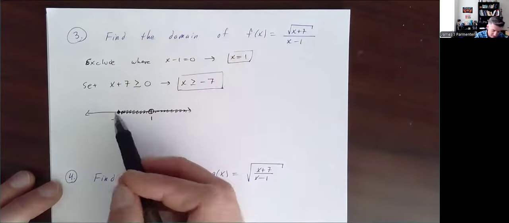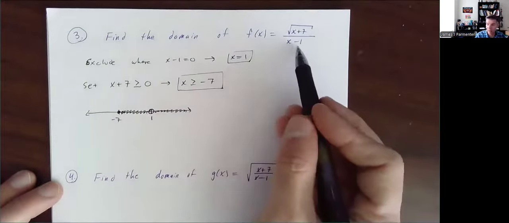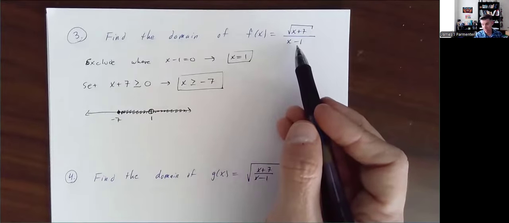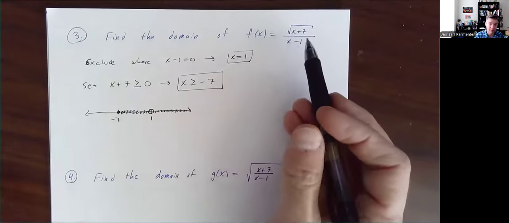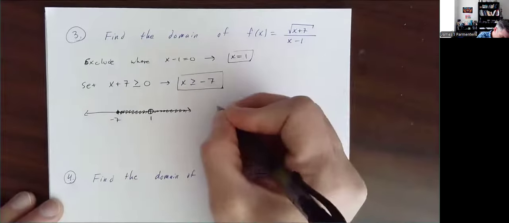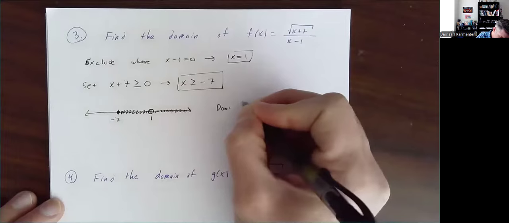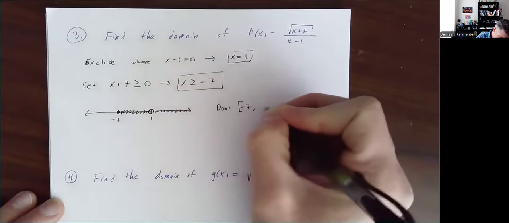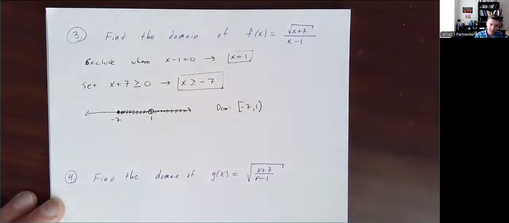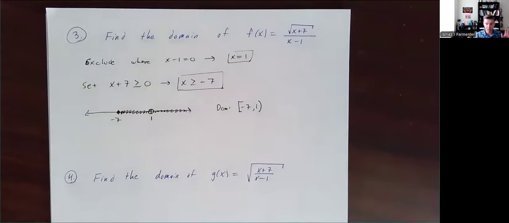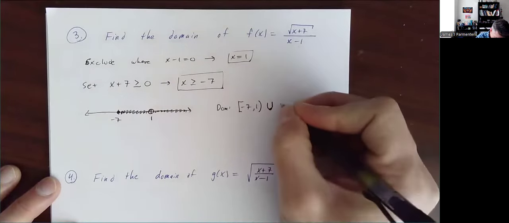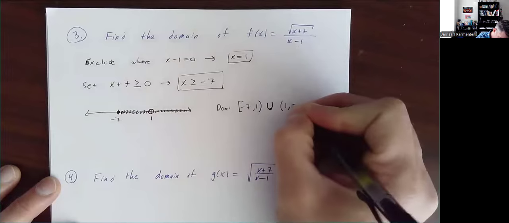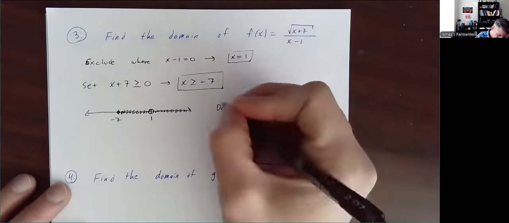But negative 8 wouldn't be okay because even though negative 8 minus 1 is totally fine to divide by, it'd be negative 9, negative 8 plus 7 is negative 1, and we can't take the square root of negative 1. So here our domain would look like everything from bracket negative 7 to 1 with a parenthesis to exclude the 1. And then when we have more than one interval that we have to connect, I know I didn't say this previously, we use this U symbol for union. And then we want everything from 1 to infinity, excluding 1. That's it.